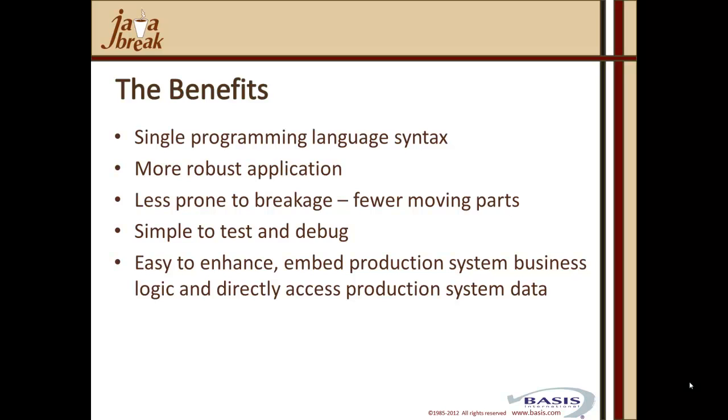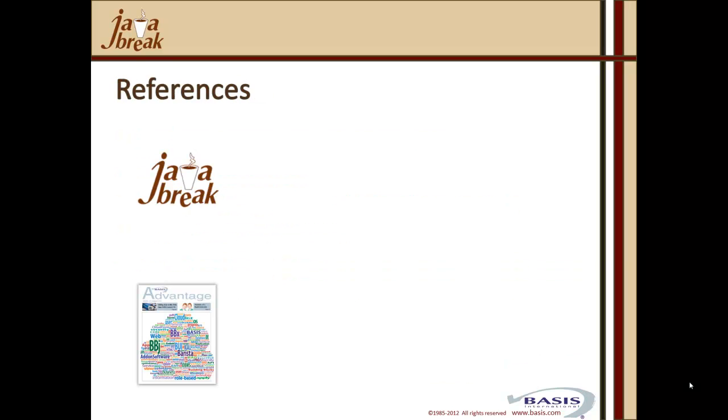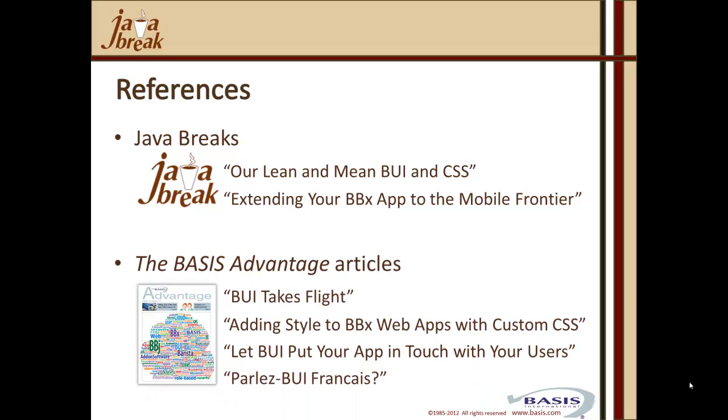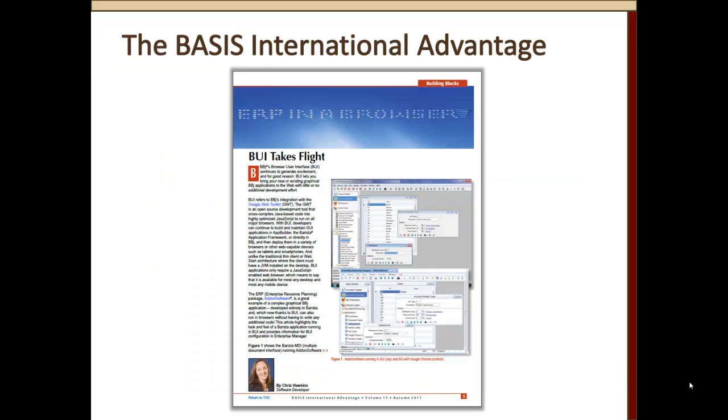It's very easy to enhance. We can embed production system business logic and directly access production system data from our Business Basic application. Some other references: there are Java breaks. There are a couple of them that talk about BUI and the mobile frontier. And there are several BASIS Advantage articles.